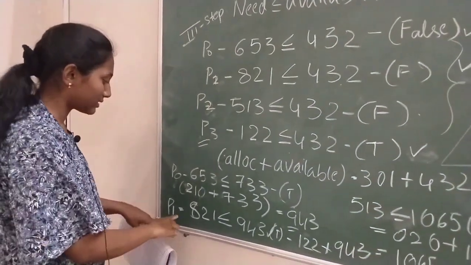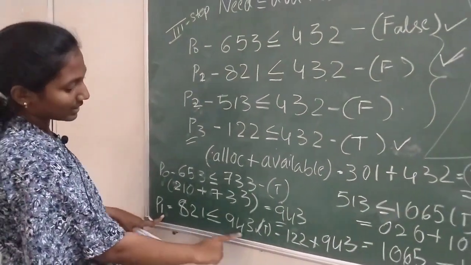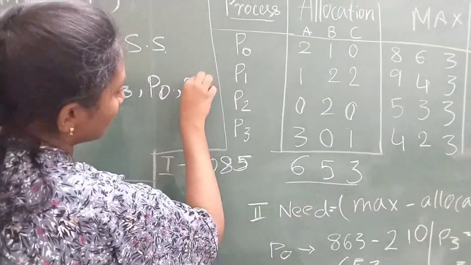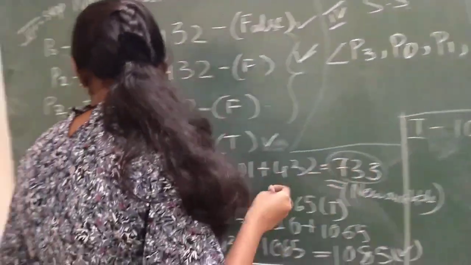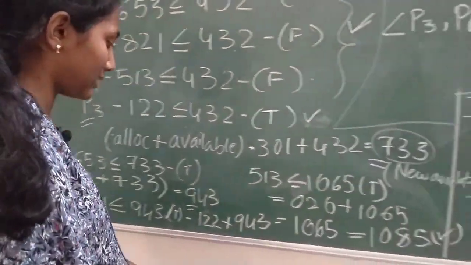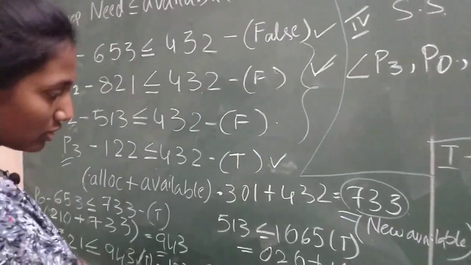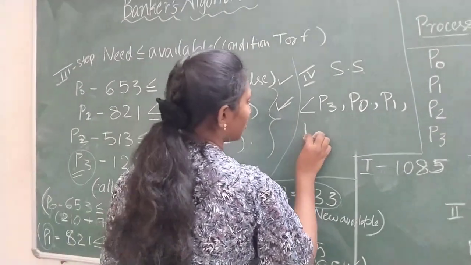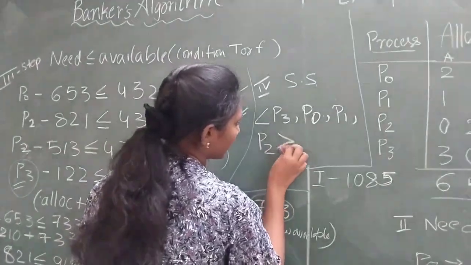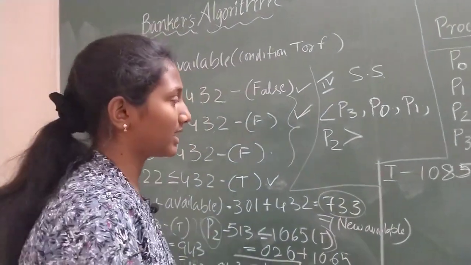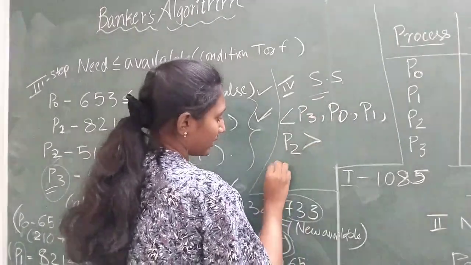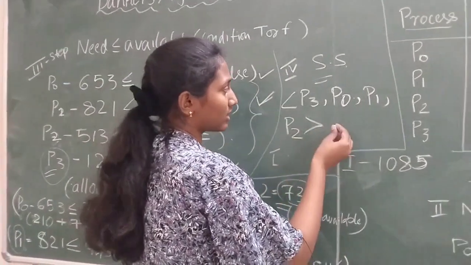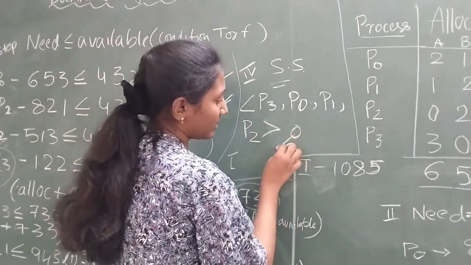Then we have next seen P1. Here the condition has been satisfied. So we write P1. Next in the sequence is P2. Here P2 has been satisfied. Therefore we got the safety sequence. It indicates that there is no deadlock. If we don't get the safety sequence, it means there will be a deadlock.